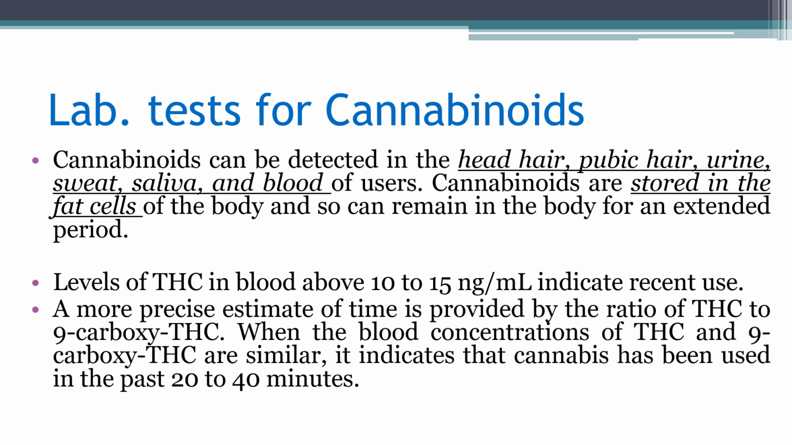For cannabinoids, it can be detected in head hair, pubic hair, urine, sweat, saliva, and blood of users. It is stored in the fat cells in abundance, and a level of THC, meaning tetrahydrocannabinol, in blood above 10 to 15 nanogram per ml indicates recent use. And more precise is when the THC to 9-carboxy THC level is 1 to 1 or similar. That indicates the cannabis has been used in the past 20 to 40 years.